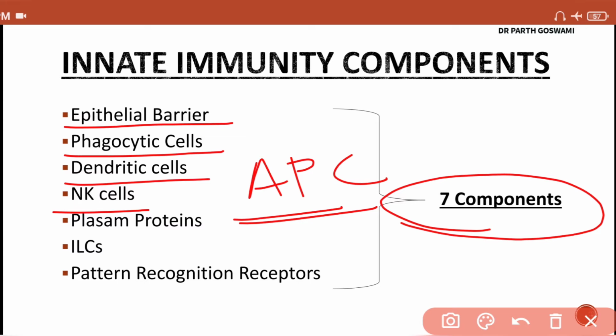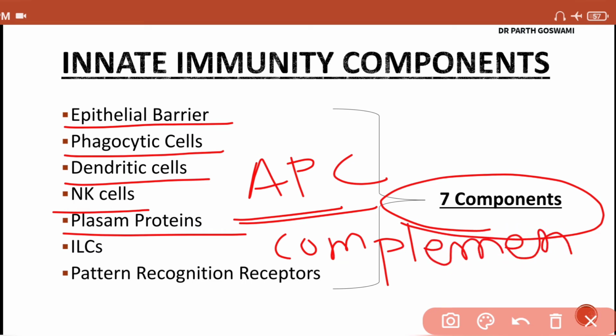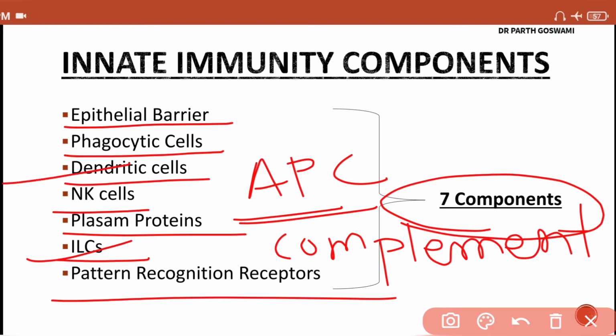The fifth component of innate immunity is plasma proteins, which consist of lung surfactant, C-reactive protein, and the main important one, the complement system. Alright. The sixth component of innate immunity is the innate lymphoid cell, and the seventh one is the pattern recognition receptor. Among these, today we will discuss innate lymphoid cells, dendritic cells and the epithelial barrier. The rest of the components will be included in another lecture.